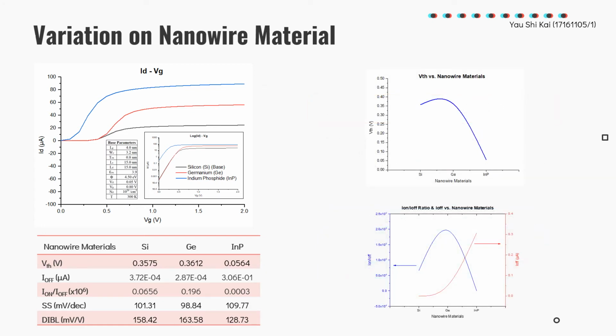However, the drawback associated with indium phosphide is the high leakage current even at low gate voltages. This would mean high power consumption when the device is in off state, but it will perform better than silicon and germanium in high voltage applications.